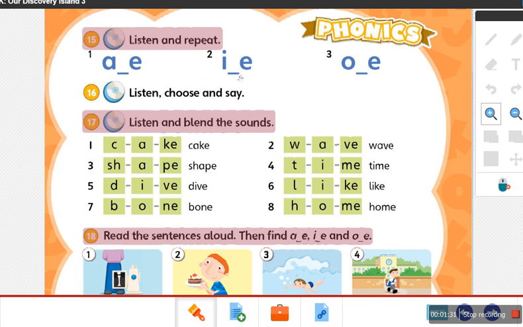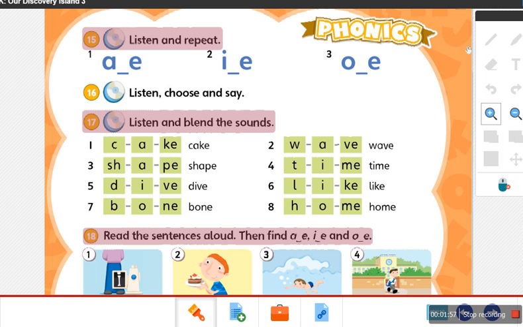The same rule applies here. When you find one syllable words, and you find I in the middle and E at the end, we read this like long I, not short I. Also, O in the middle and E at the end, we read this like long O, not short O.